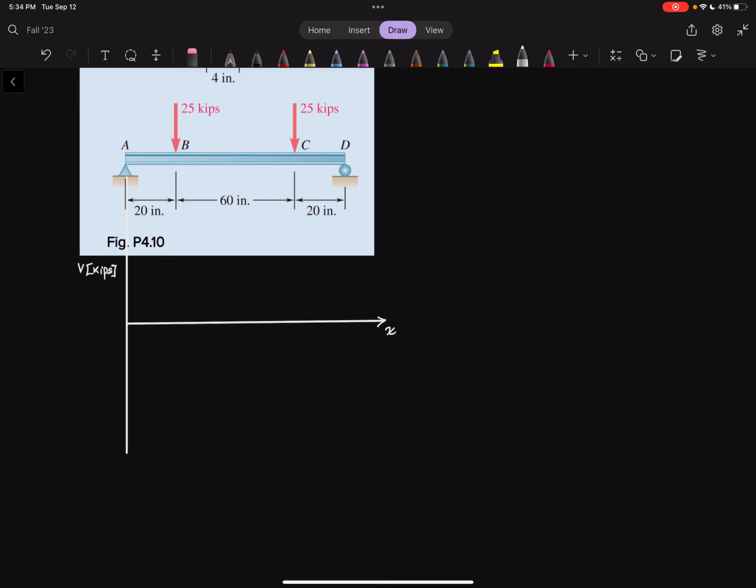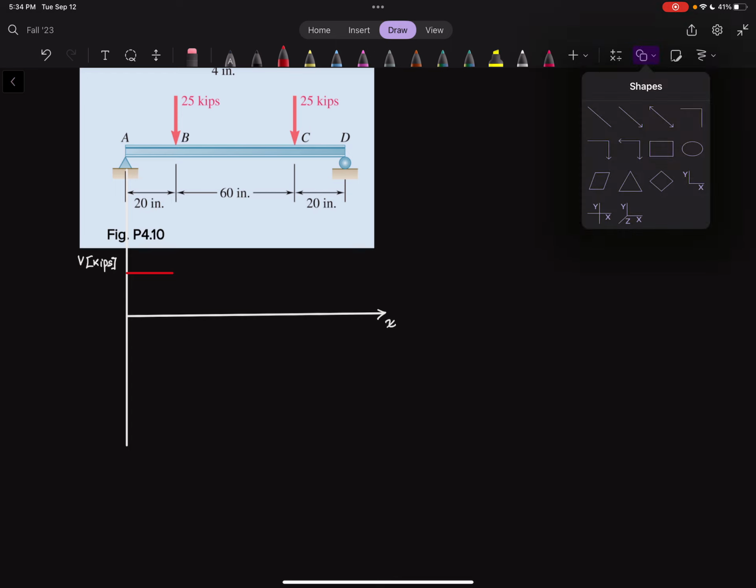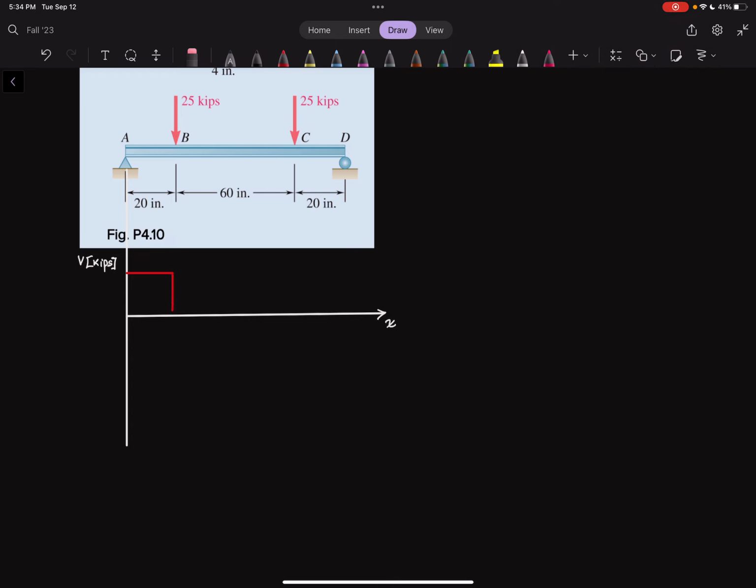So we know that the shear here is going to be positive 25. Then here it's going to be 0. So let me change color just to make it clear. So we are going to get positive 25 until here. Then we're going to get to 0 right away because these are point loads. Then we're not going to have any shear inside. This is pure bending.